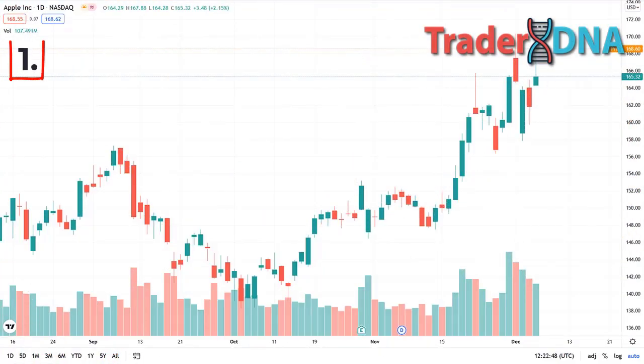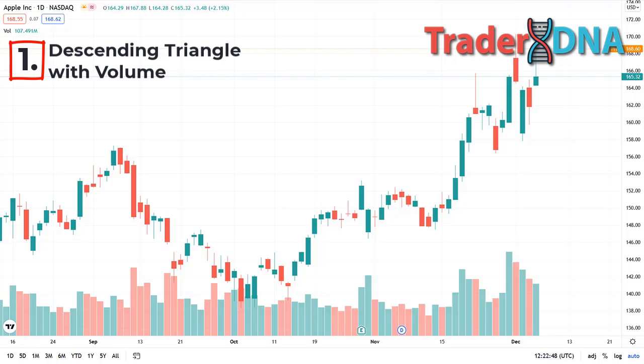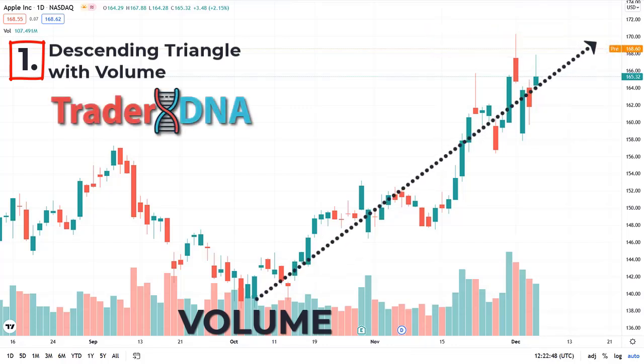First, descending triangles with volume. This strategy uses a very simple combination of trading volumes and asserting the trend, which can be used to capture short-term profits. The first step in trading this strategy is to pick a stock that has been in a downtrend or in a consolidation phase.